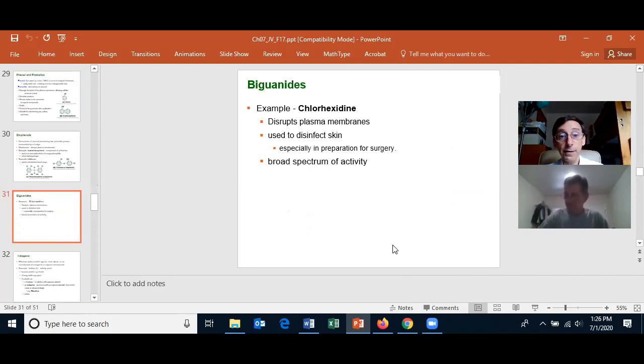Biguanides, like chlorhexidine, disrupt the plasma membrane. It's a very good disinfectant for the skin, and it's sometimes used in preparation for surgery. It has a broad spectrum of activity, meaning it works on many different bacteria species.